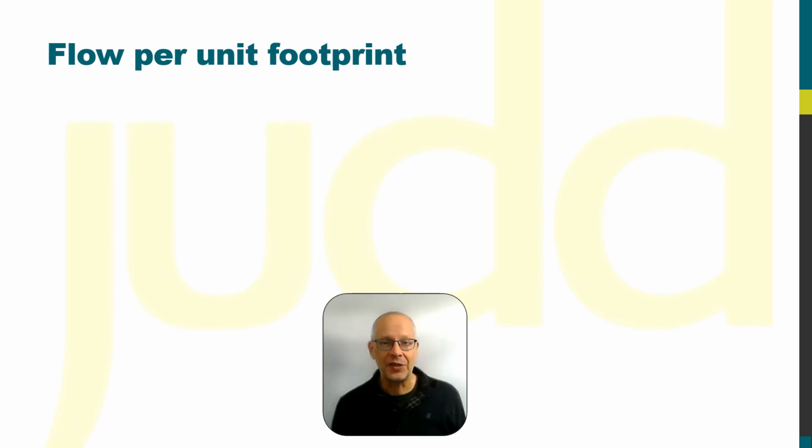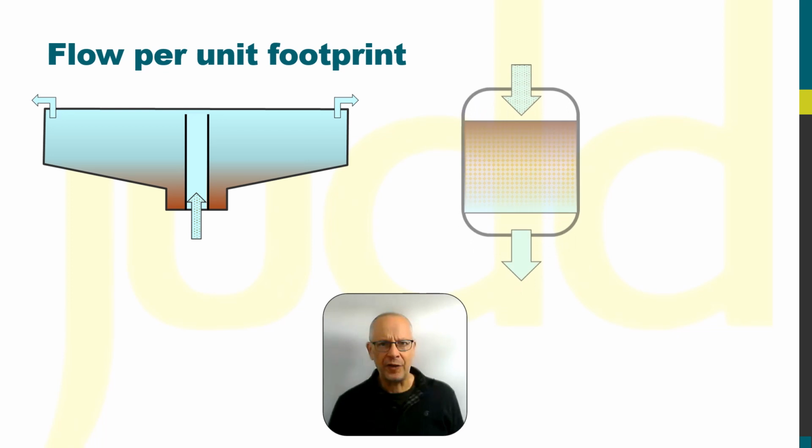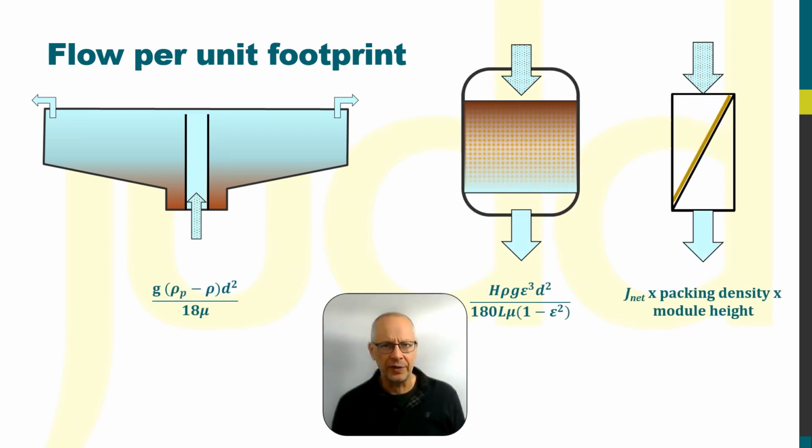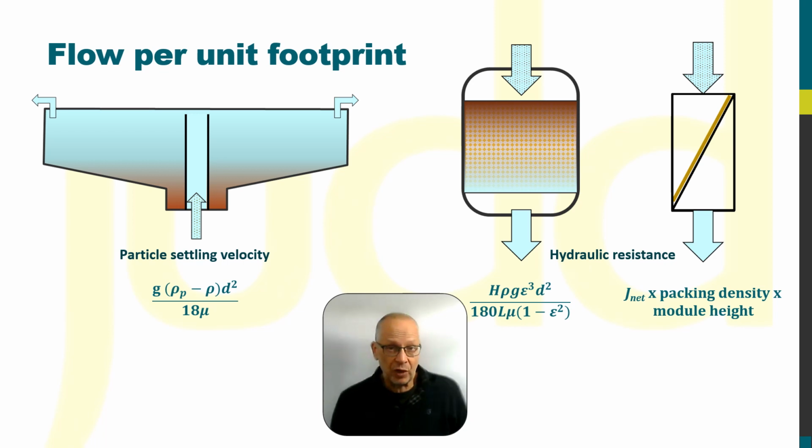So, to summarize, the flow per unit footprint of a clarifier, media filter, and membrane filter can be respectively defined by these relationships. The first two being purely theoretical. The throughput for a sedimentation process depends on the particle settling velocity. For both filtration processes, it is defined by the hydraulic resistance, the resistance of the filter to flow at the pressure applied. The filtration processes require periodic cleaning, whereas sedimentation is continuous.